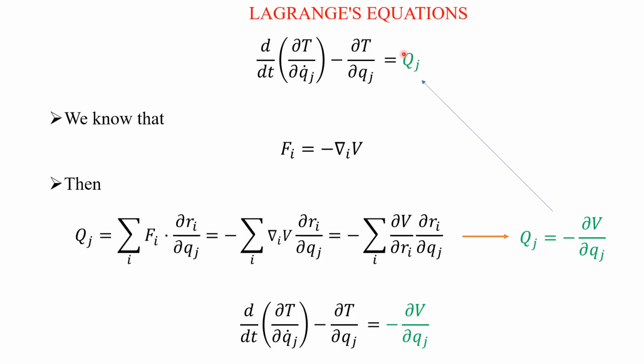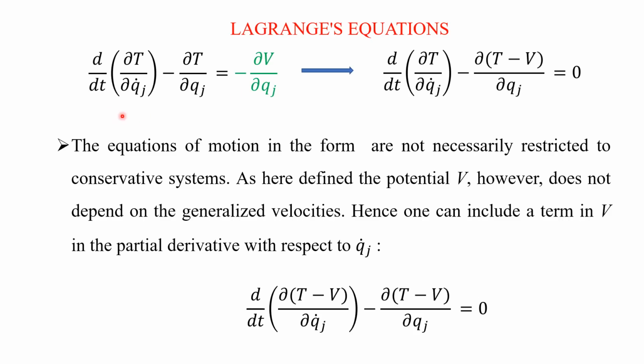Now I am going to replace this green colored term here. So this expression will come: time derivative of delta T over delta q dot j, minus delta T over delta qj, is equal to minus delta V over delta qj. Just now we have seen this expression. Bring this minus delta V over delta qj to the left hand side. The second term is a partial derivative with respect to qj, and this term is also a partial derivative with respect to qj. So this will become d/dt of delta T over delta q dot j, minus delta (T minus V) over delta qj, which is equal to 0.